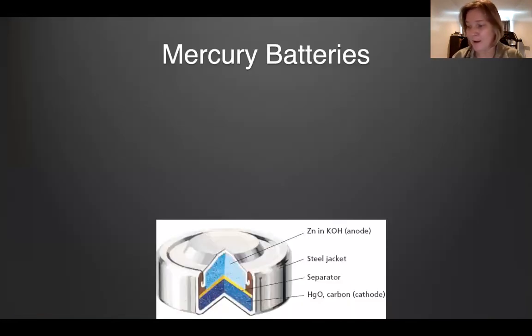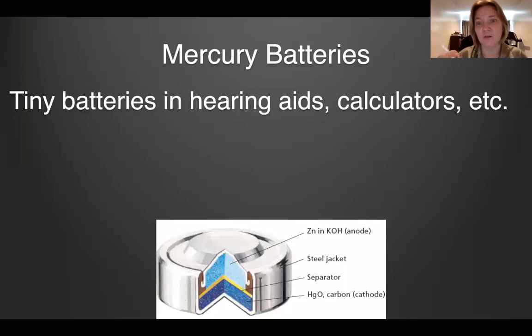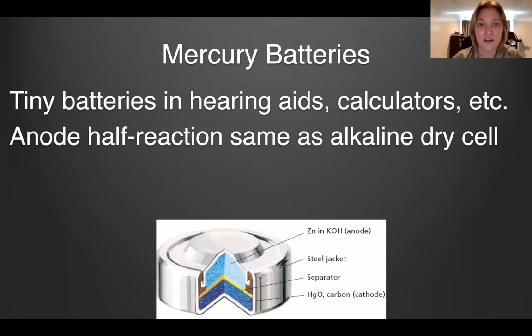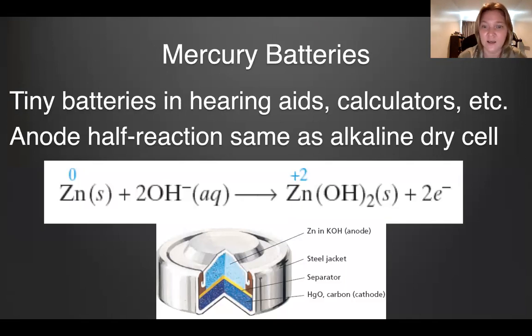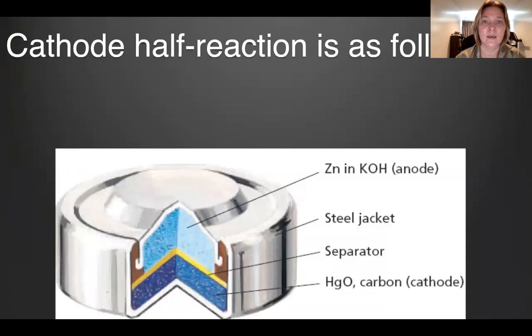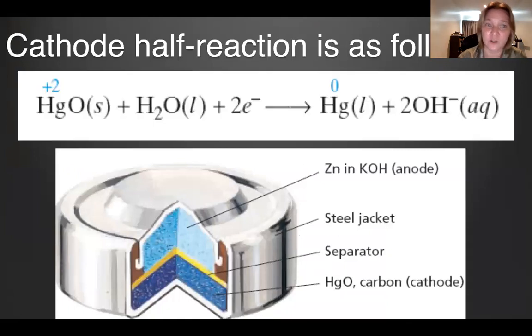Okay, so the alkaline battery is the most common battery, like the AA, AAA. And the last one is the mercury battery. These are the really small round ones. These are the ones that you find in hearing aids and calculators. The anode half reaction is the same as in the alkaline dry cell. So you have zinc in the presence of potassium hydroxide oxidized to zinc hydroxide. And the other half reaction is using mercury. Mercury oxide is reduced to mercury, which is why it's called the mercury battery.